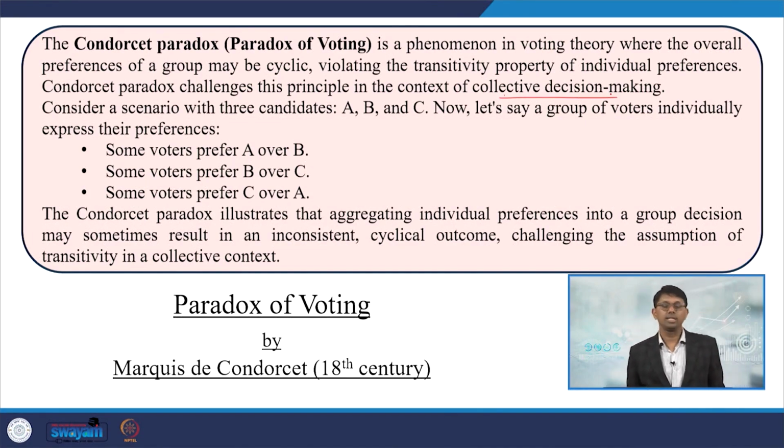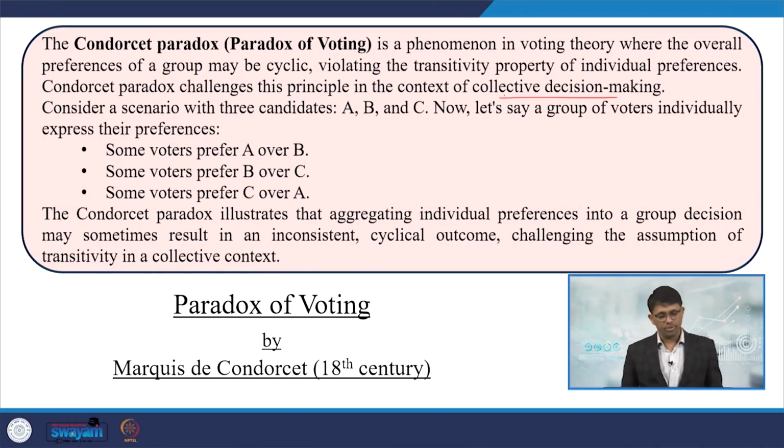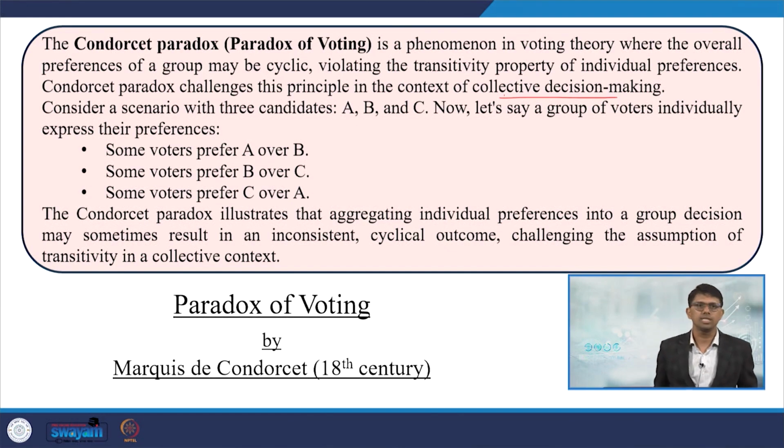Consider a scenario where 3 candidates are contesting, let it be A, B and C, and let us say a group of voters individually express their preference, like some voters prefer A over B and some other voters prefer B over C, and some also prefer C over A. That does not mean C is actually preferred over A as far as the candidate is concerned.